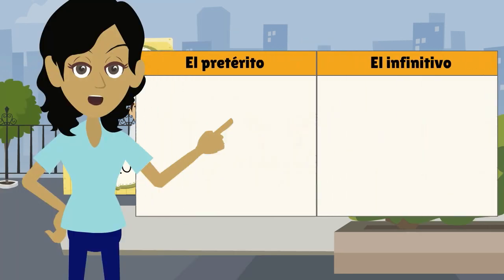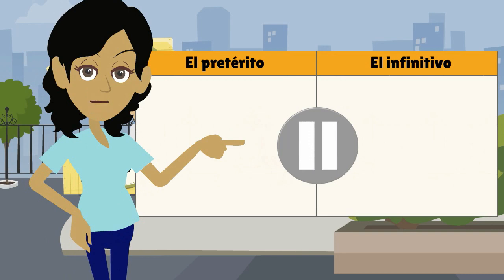Now write the verbs that Oscar uses to describe what he did on Saturday morning in your T-chart organizer as I repeat them. You can pause the video at any time.